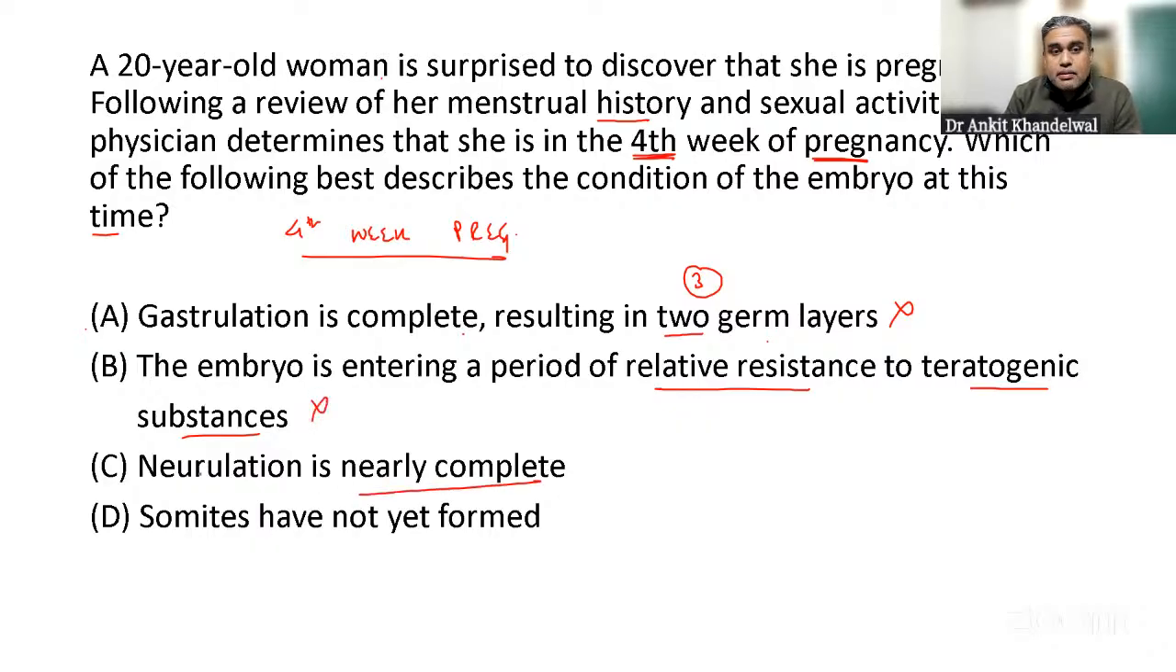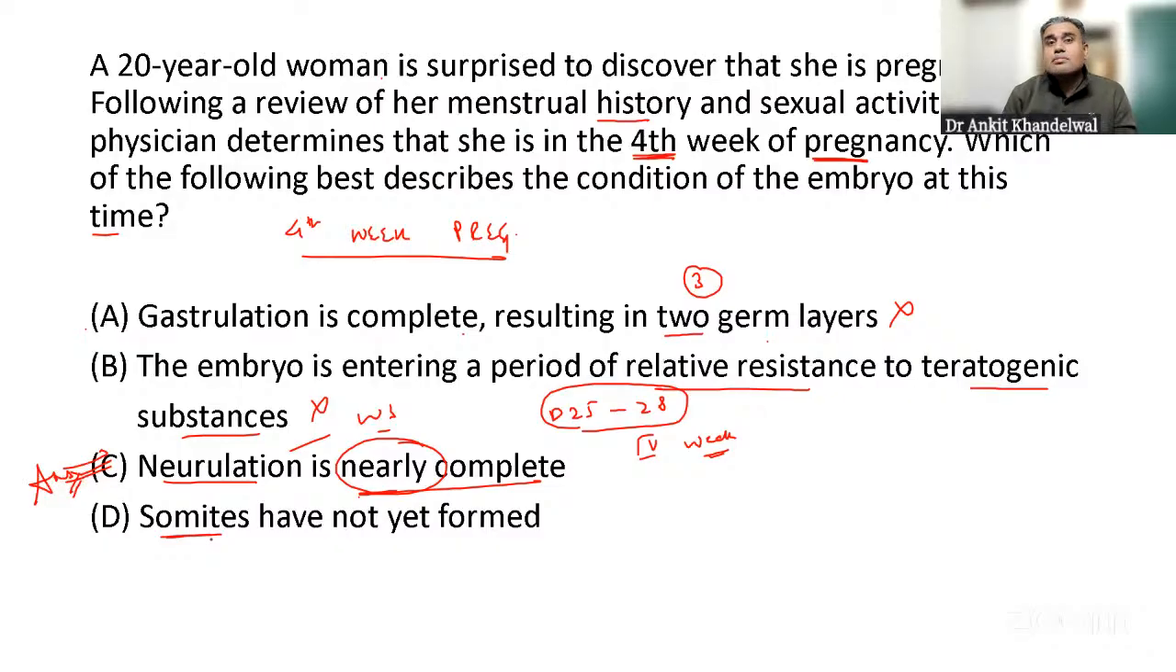Neurulation is nearly complete. Now the word nearly will also help you. Neurulation starts when? In week 3. Okay, and when do the pores close? Pores are around day 25 to day 28, is what we learned yesterday, that the anterior and posterior pores close around this time. So is it the 4th week? Yes, it is the 4th week, and it looks like a good answer. They also use the term nearly complete. So yes, that looks like a good option. Somites have not yet formed. No, no, no. Somites, that is mesoderm, have begun to form in week 3.